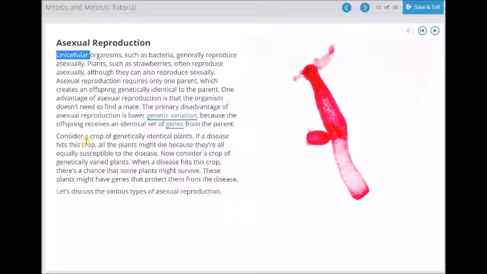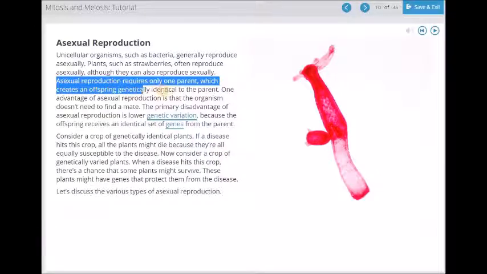Unicellular organisms, which means single-celled organisms, such as bacteria, generally reproduce asexually. Now, plants such as strawberries can also reproduce asexually. And there's other kinds of asexual reproduction as well. It requires only one parent. It creates a genetically identical offspring. Okay. Now, this can be advantageous because it's rapid. It's easy. The organism doesn't have to spend time trying to find a suitable mate.